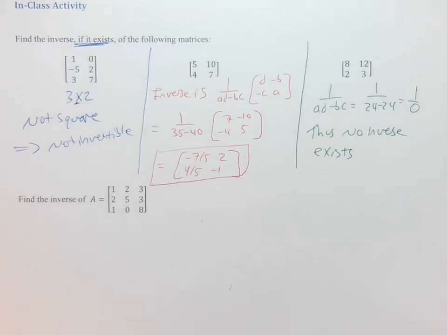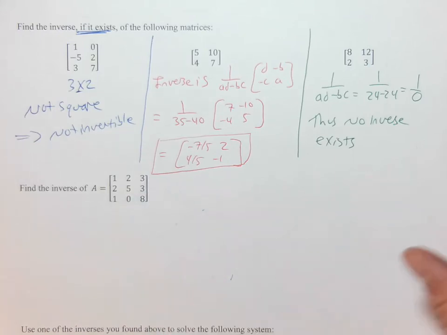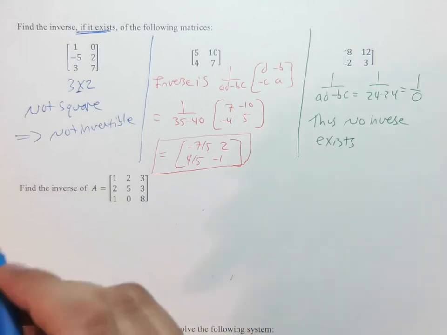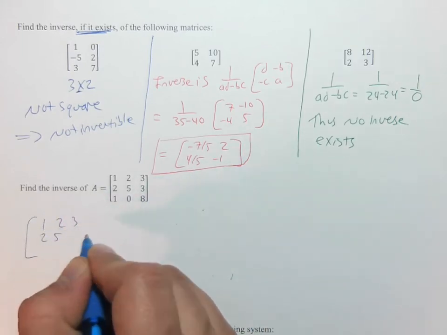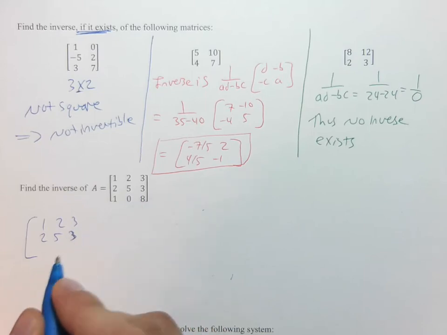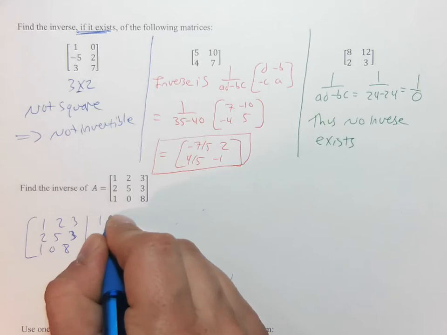All right. On the 3 by 3 here, for the inverse of this 3 by 3, we would want to use the technique on the last page, right? So we put this in a matrix with the identity matrix and row reduce. So there's A. I'm going to stick it in a matrix with I.